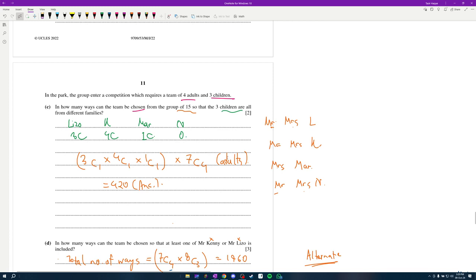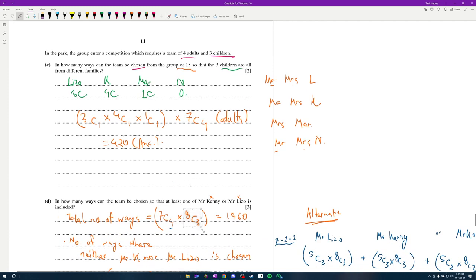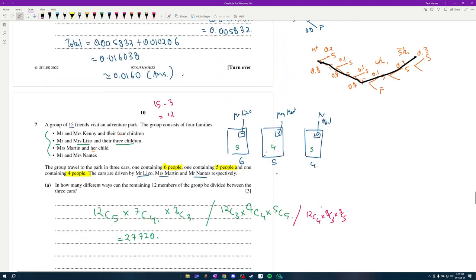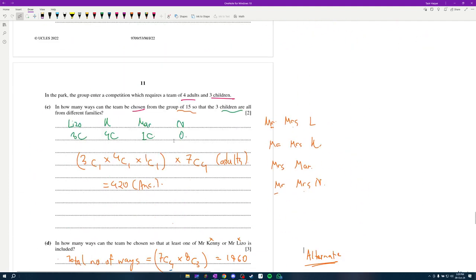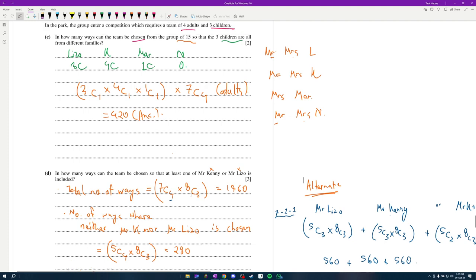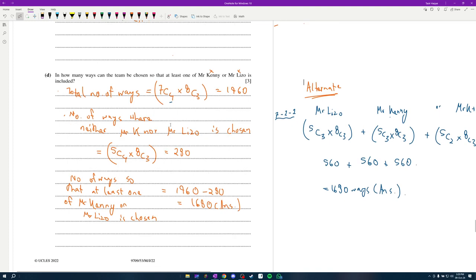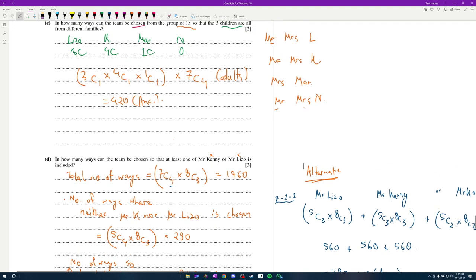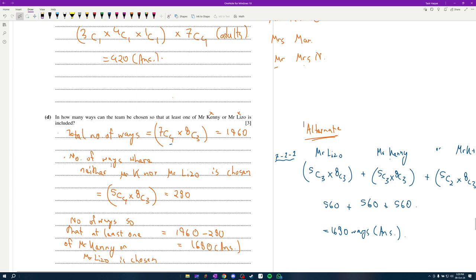Okay. So total ways. Any 3 children out of 8 children, 4, 5, 6, 7, 8 children. And from the children, any 3, 8C3. And from the adults, 4, 7C4. That's the total number of ways. Now, number of ways where neither Mr. Kenny nor Mr. Lizzo is chosen. Okay. So the children will be the same. It will still be 8C3. And we're going to exclude both of them from the pool of the adults. So it's going to be 5C4 now.